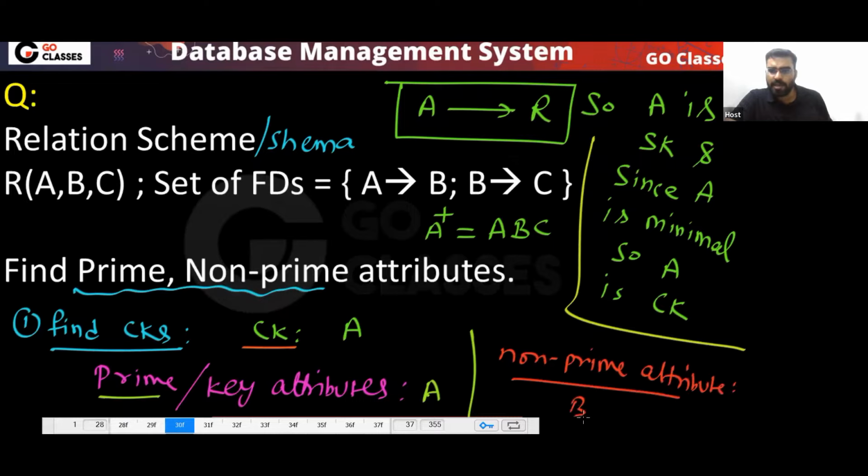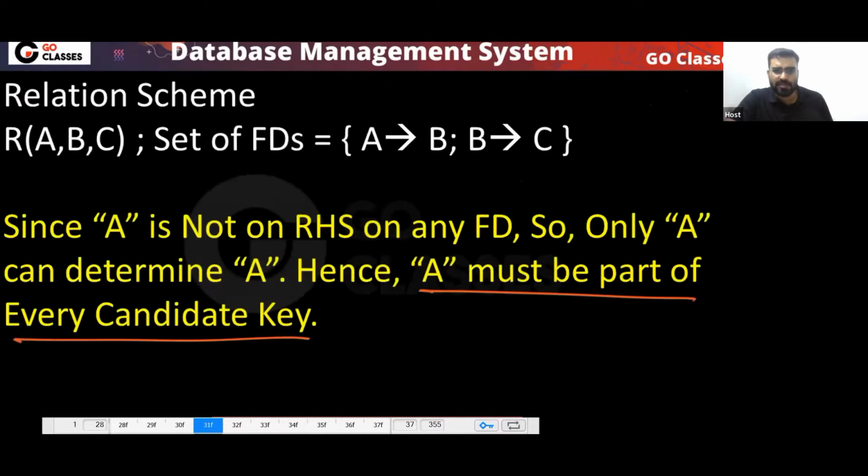Non-prime attributes will be B, C. So these are the non-prime attributes. Is this clear? Very simple. Prime attribute is part of at least one candidate key. Non-prime attribute is not part of any candidate key. Okay, so this is a simple question. We have done this.